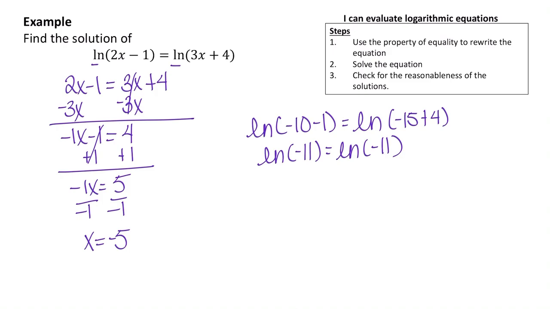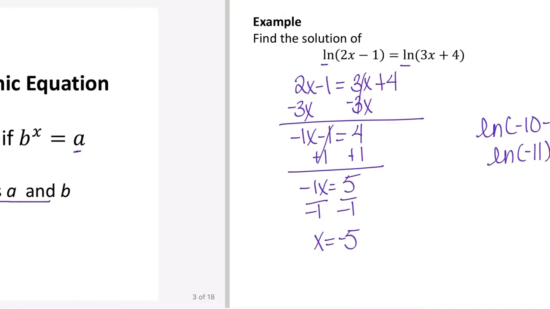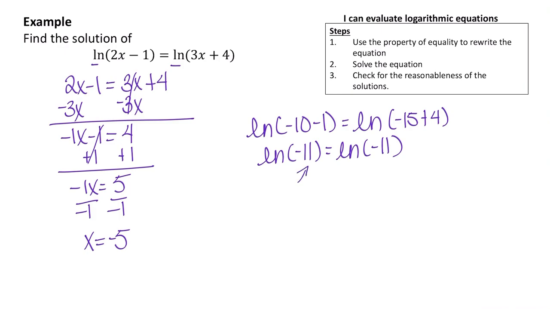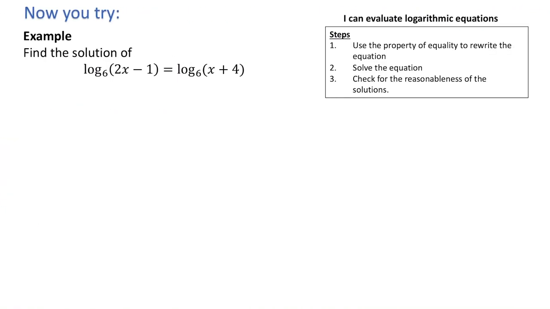Well, we can't take the natural log of a negative number, right? Because it says all positive numbers a and b. So since a is negative in both of these natural logs, this is going to be an extraneous solution. So actually we will have no solution to this equation because we only found one solution, and that was an extraneous one. So now you can pause the video and try this example on your own.